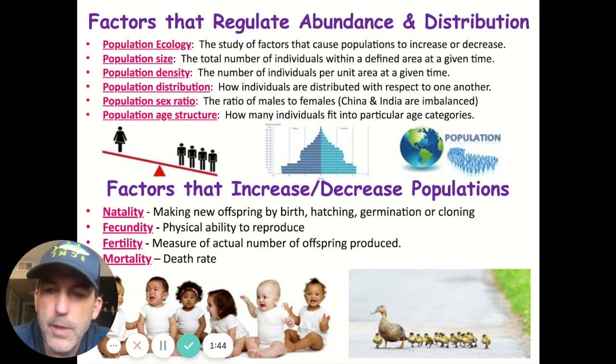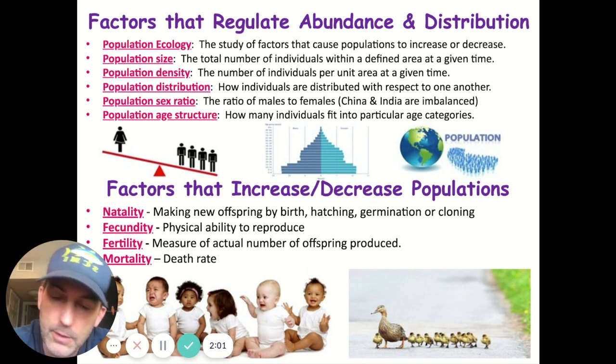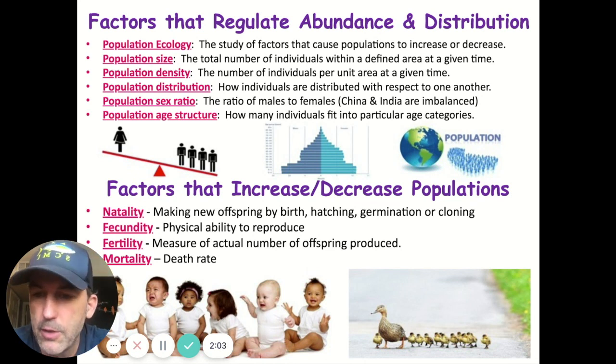And then factors that may influence the increase or decrease of populations: certainly natality, just making new offspring by birth, hatching, germination, cloning. Fecundity is a measure of the physical ability of an organism to reproduce. That correlates with fertility. It's basically a measure of the number of actual offspring produced. And finally, mortality, or the death rate.